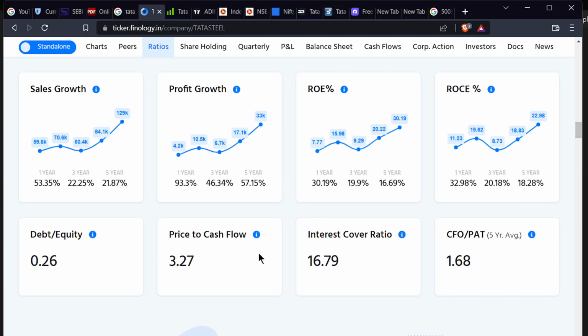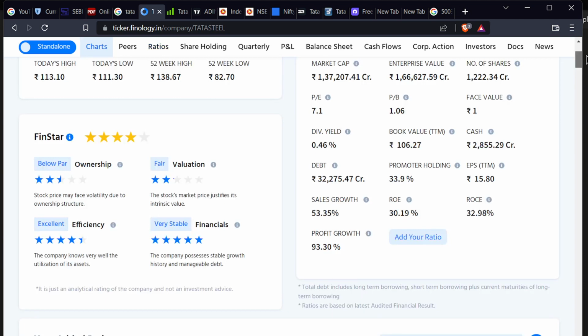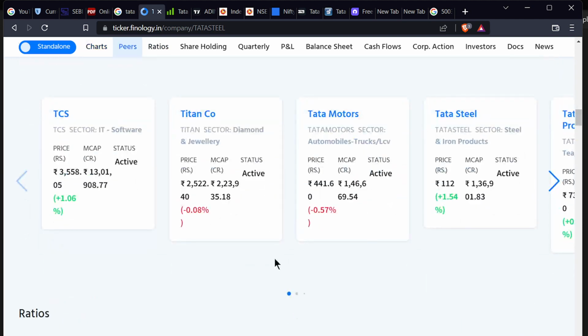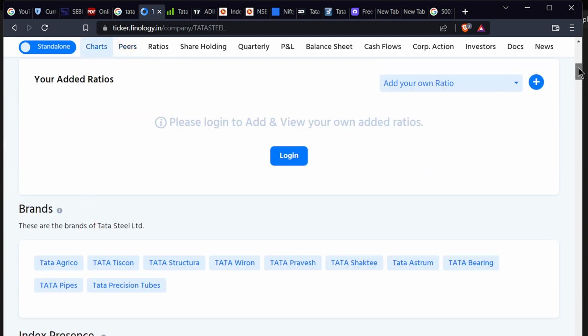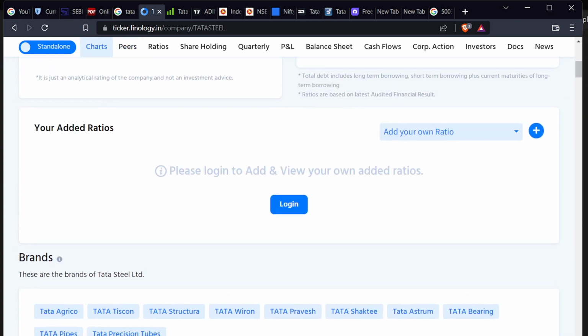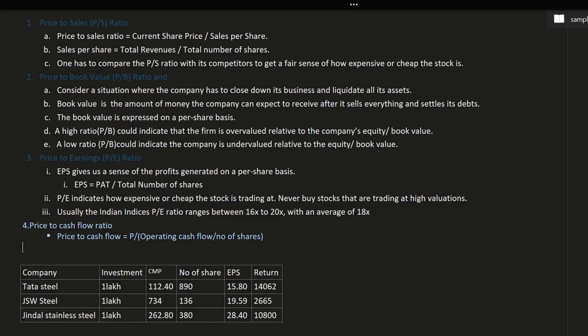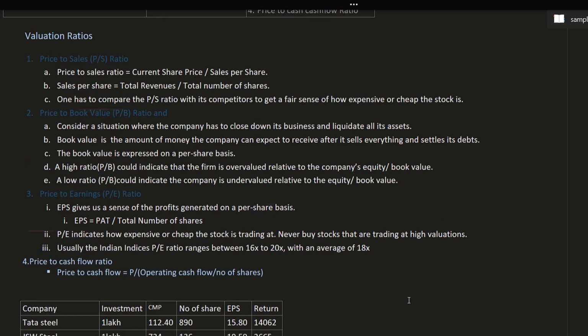So here, the price to cash flow ratio is 3.27. What is the PE ratio? PE ratio is 7.1. So somewhat it is less, then it is better. Okay, so like that you need to compare, and you can do investment, and you can decide which is undervalued, overvalued, like that.